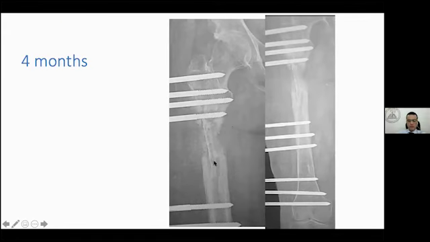At 4 months, there was a good graft consolidation at the distal end of the graft, but we've noticed further resorption at the proximal end with radiolucencies surrounding the proximal end of the fibular graft.